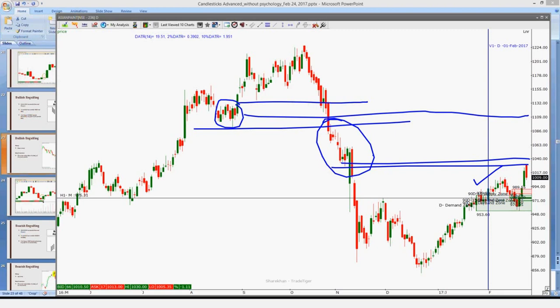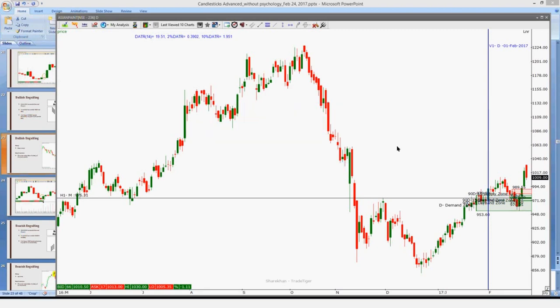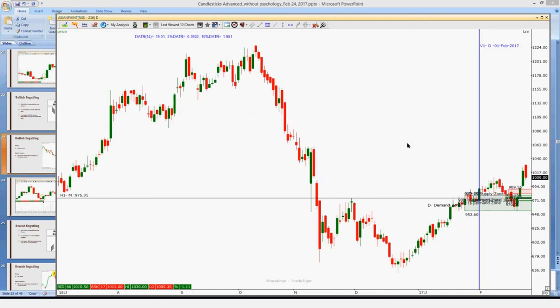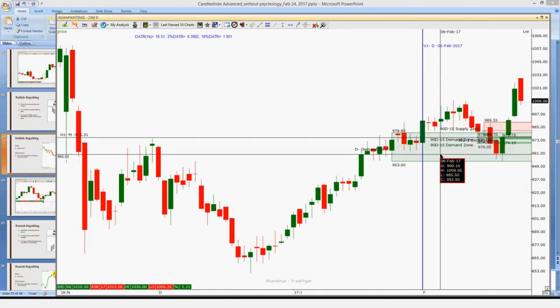So isn't it amazing, friends? Very small stop loss, looking at the patterns, looking at the engulf, nothing more than that. Engulf is so important, friends. So important.